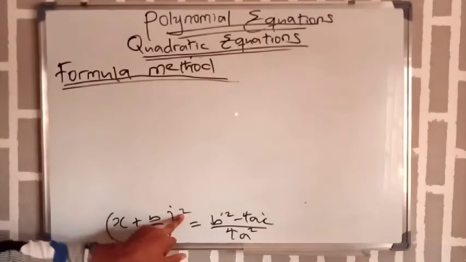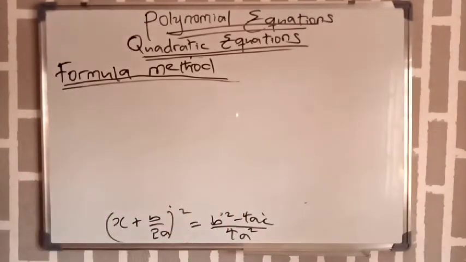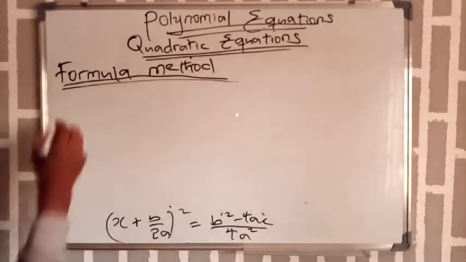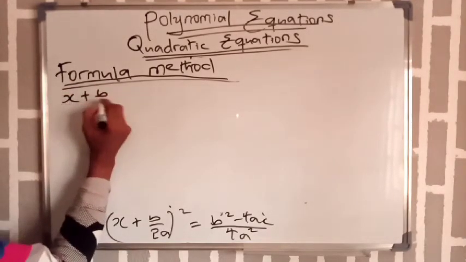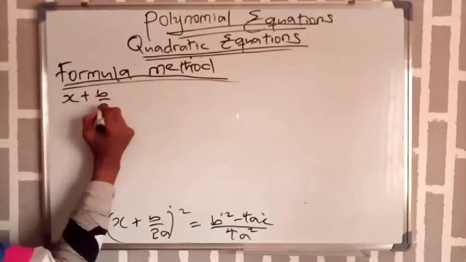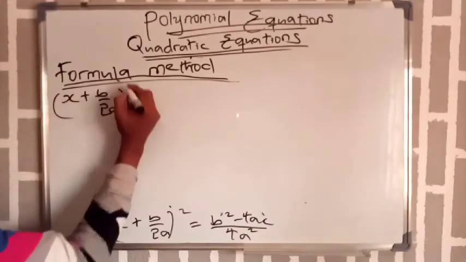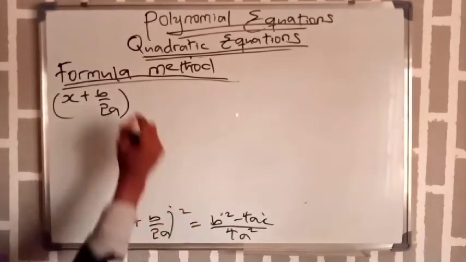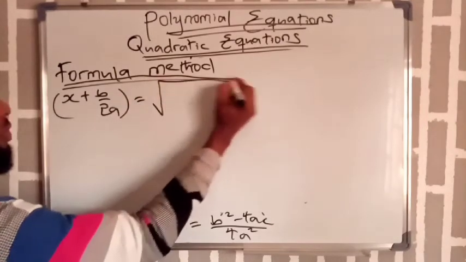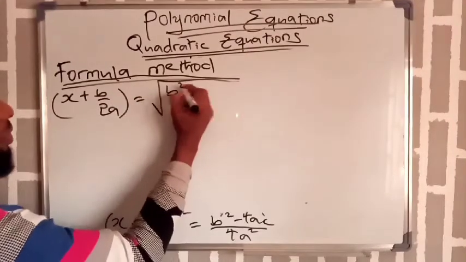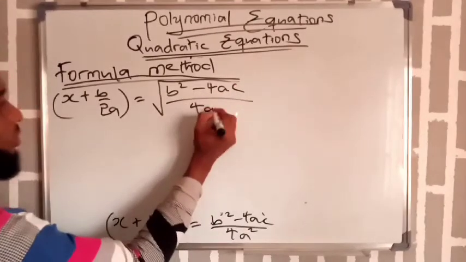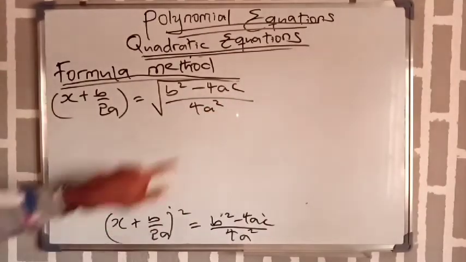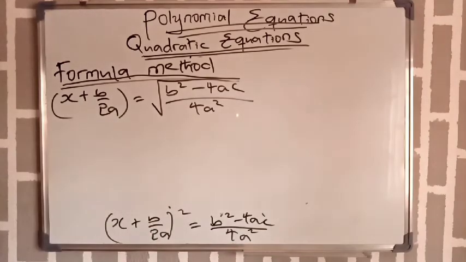So this square would cross here and become root. So you can call it squaring both sides like you always call it. This is x plus b over 2a. Now it becomes root, all root b square minus 4ac over 4a square. The root of this is 2 and the root of this is a.